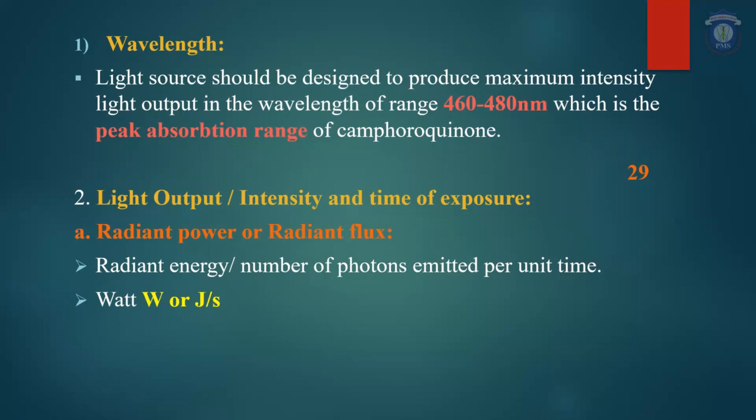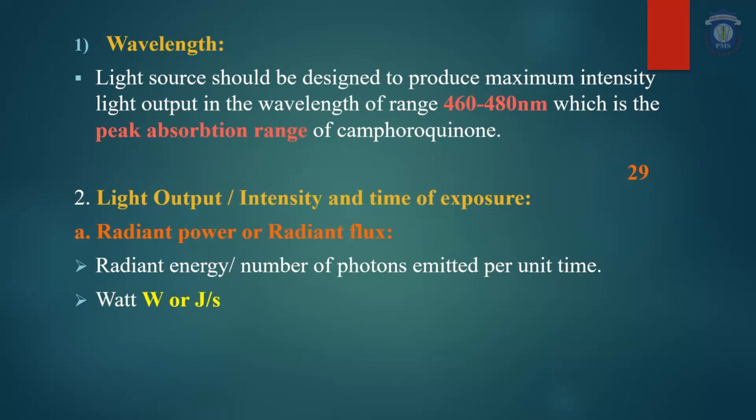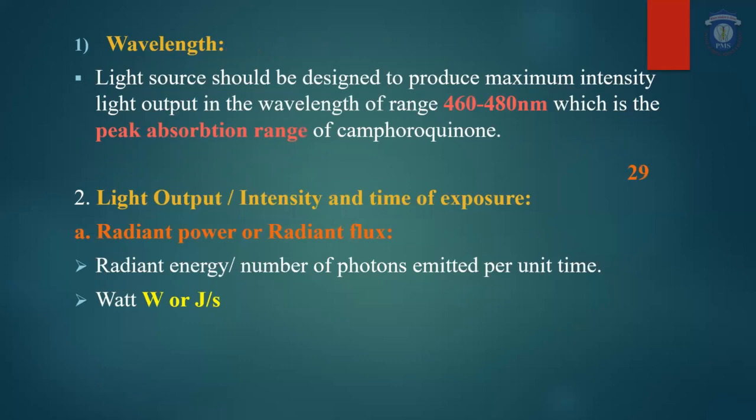Next is the intensity and time of exposure. Intensity and time of exposure are expressed using two terms. One is radiant flux, the other is radiant emittance. Radiant flux is the number of photons emitted per unit time, and radiant emittance is the number of photons emitted per unit area. So the number of photons emitted per unit time and per unit area are very important factors which will affect the degree of conversion.